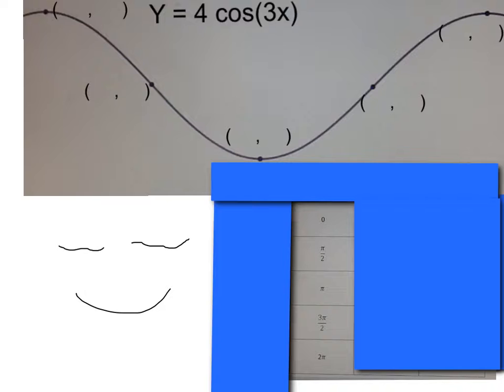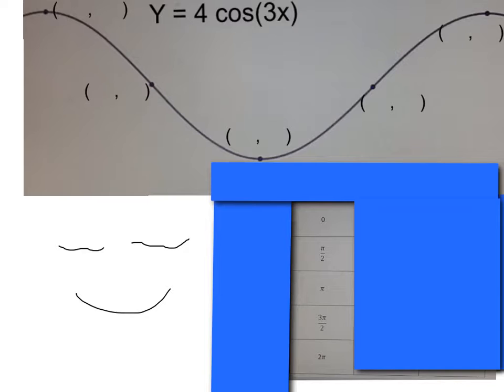So what we're going to do is make a table of a single cosine wave. This is 4 cosine 3x. So the values of cosine that we know are cosine of 0, cosine of pi over 2, cosine of pi, cosine of 3 pi over 2, and cosine of 2 pi. So we're going to make use of those.